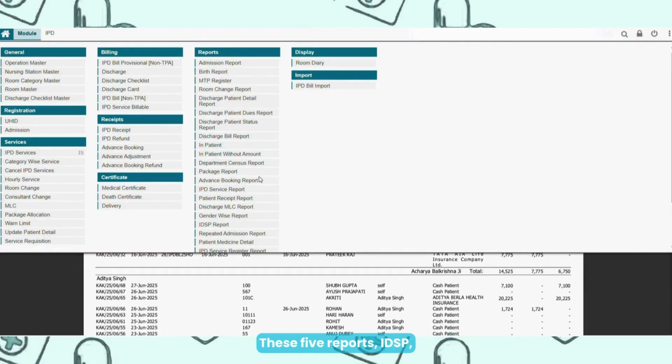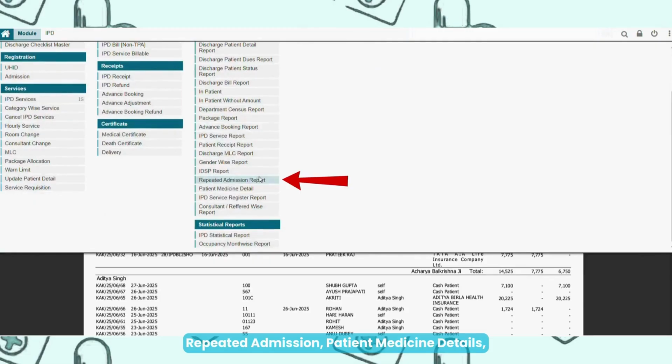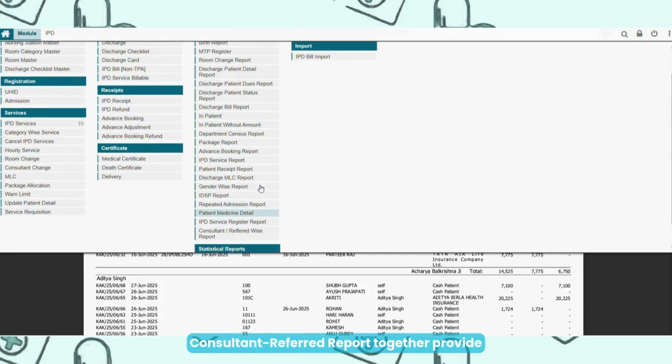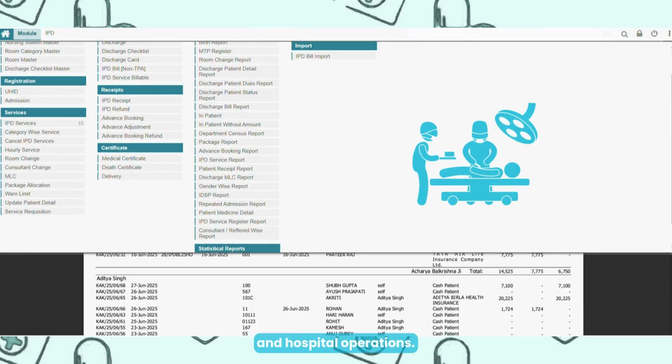These 5 reports, IDSP, Repeated Admission, Patient Medicine Details, IPD Service Report, and Consultant Referred Report, together provide a comprehensive overview of patient data and hospital operations.